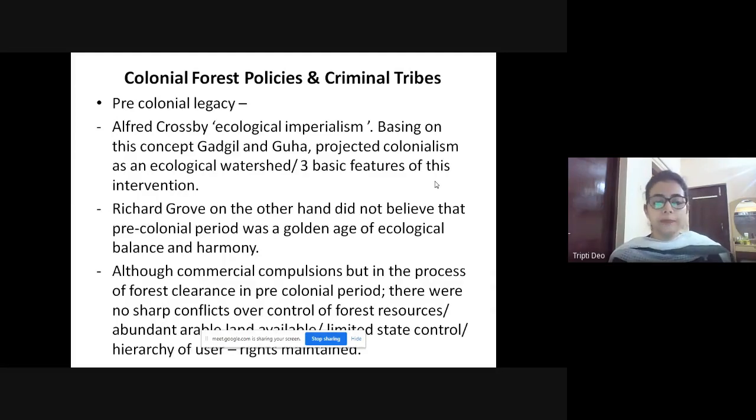Alfred Crosby calls the colonial period ecological imperialism, and I'll explain this a little later. Gadgil and Guha, Madhav Gadgil and Ramachandra Guha, who have done phenomenal work on environmental history and relating it to British colonial policy, said that colonialism was a period of ecological watershed.